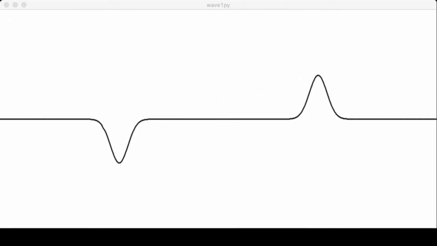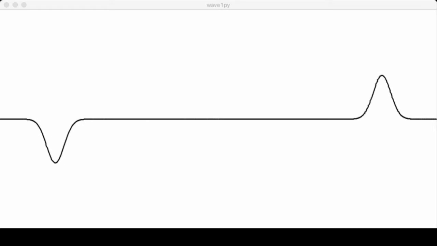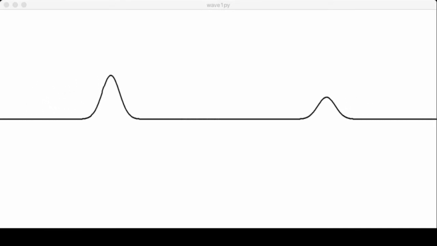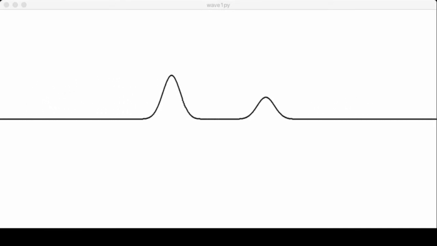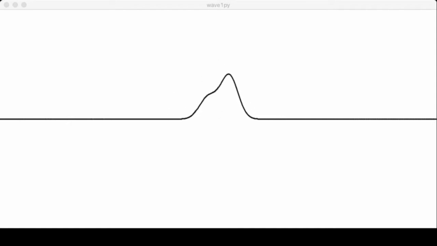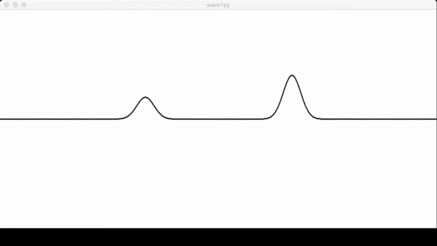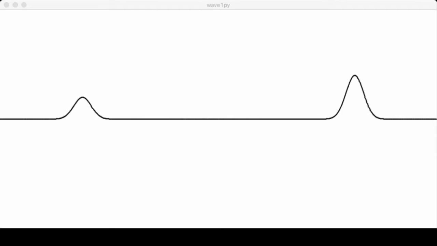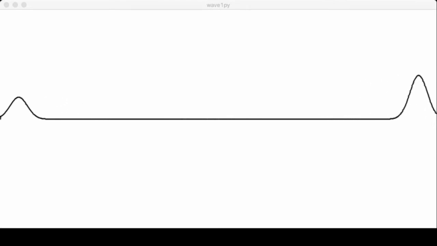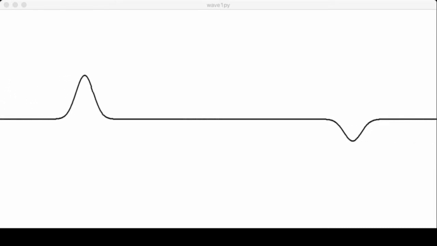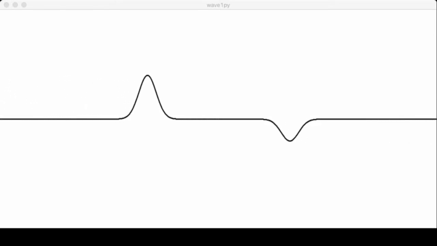And then you're going to see two pulses of different size. So they differ by a factor of two in size. You'll see them overlap. It's more interesting to see what happens when they have opposite signs. So next you're going to see two pulses of opposite sign and differing by a factor of two in size. So then they do not cancel quite completely while they overlap.